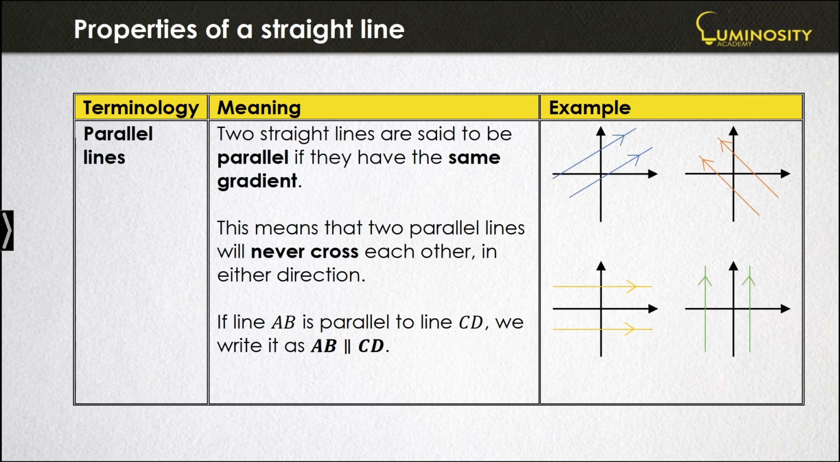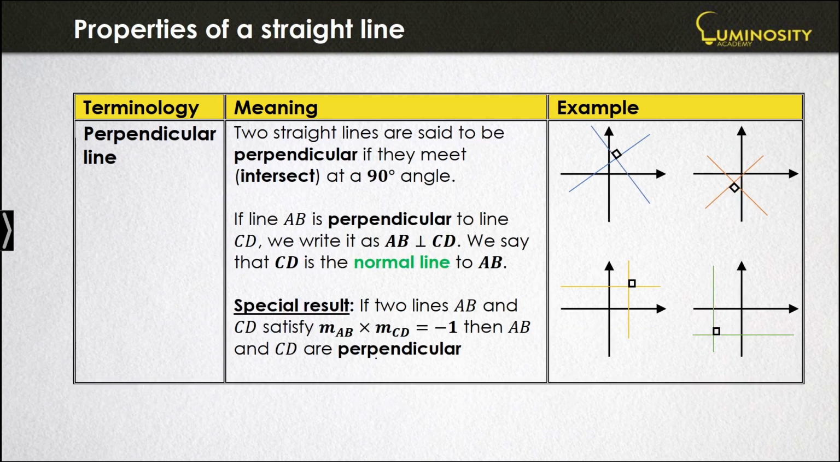Some other properties of straight lines that are important to know are parallel lines. Two straight lines are said to be parallel if they have the same gradient. That's really important. This means that two parallel lines in the Cartesian plane will never cross each other. They'll carry on in the same direction forever in both ways. We write AB is parallel to CD in geometrical notation to represent that these two are parallel lines.